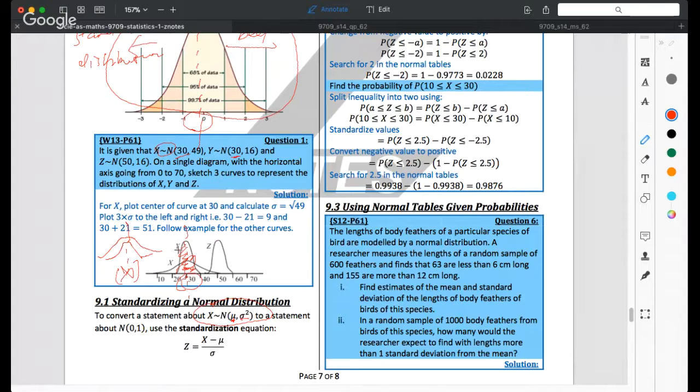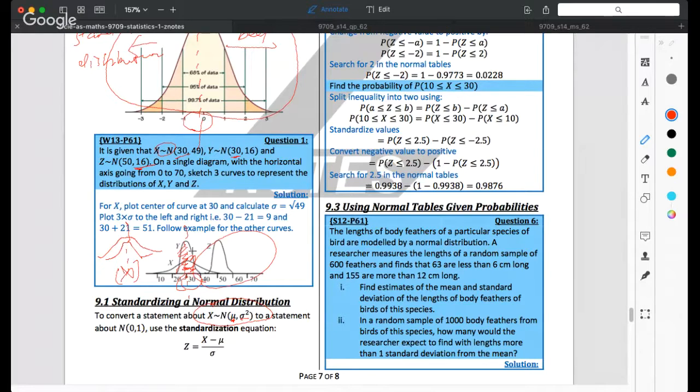We see that Z follows a normal distribution with mean 50 and variance 16. And 50 is the mean for Z, so it is on the right-hand side. It has the same variance as Y, so Z should have the same spread as Y. It's just a translation of Y by 20 units in the positive x direction. Okay, so this gives us an idea of what the graph of a normal distribution looks like.